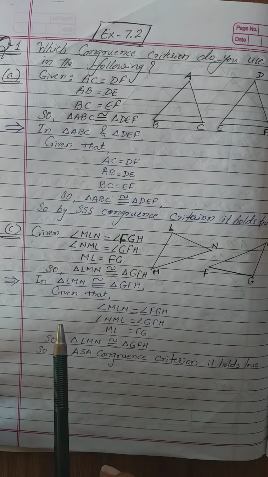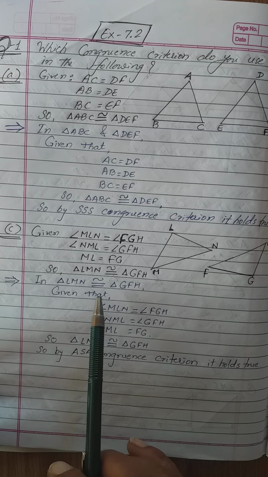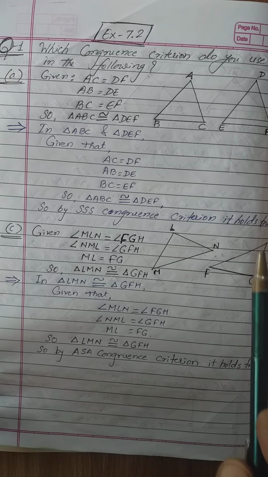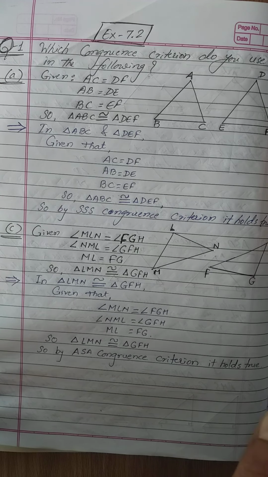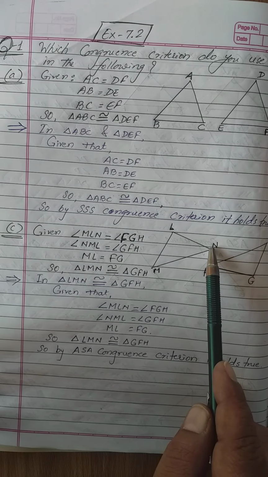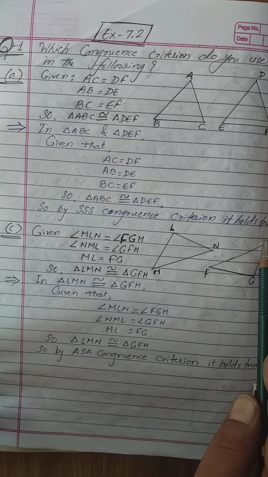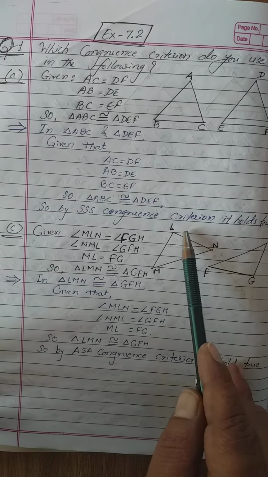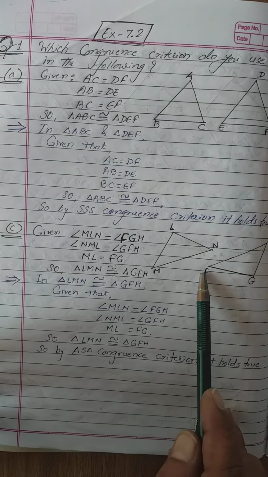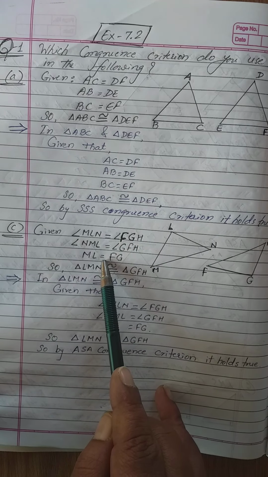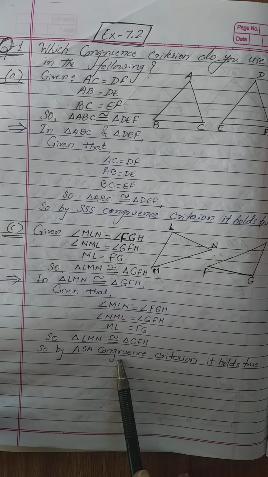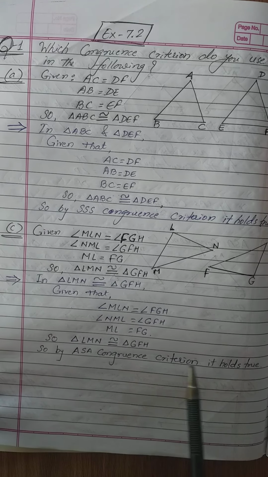Question number 1, sum number B, you have to do as your homework. Question number C. Here two triangles MLN and FGH have been given. Here angle MLN is equal to angle FGH. Angle NML is equal to angle GFH. Also ML equal to FG. Here you can see two angles and one side has been given. So here angle side angle, that is ASA congruence criterion has been used to prove it true.